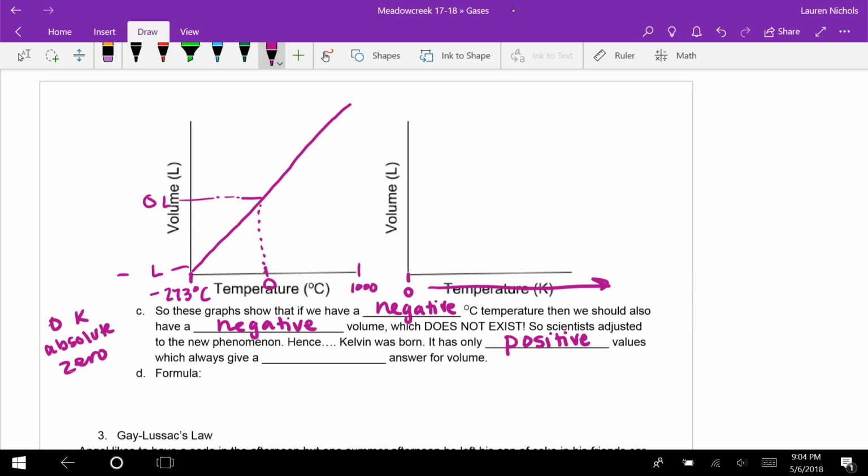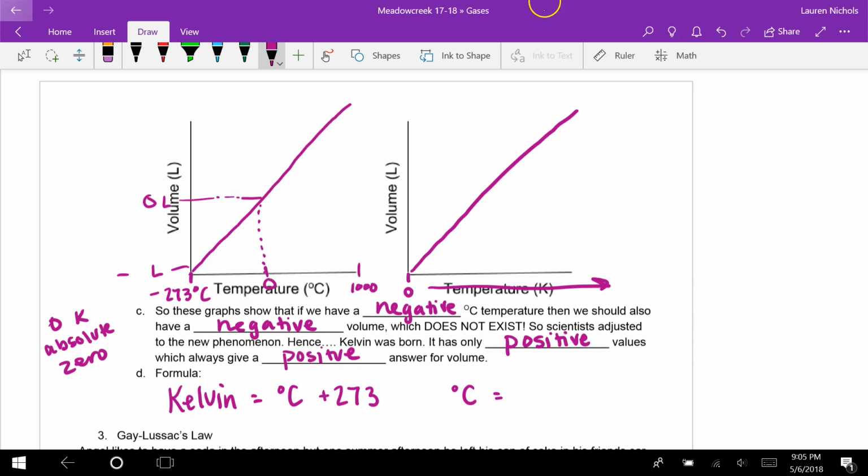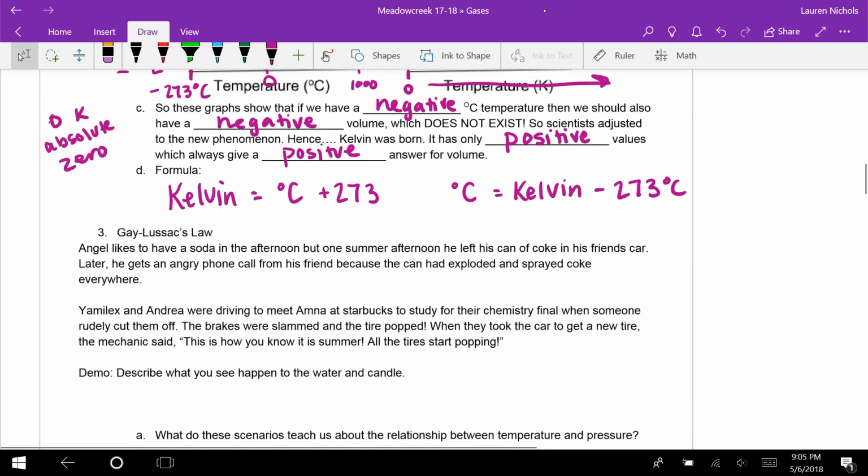But the important thing is that with Kelvin being our temperature scale here, a positive value will always give us a positive answer for volume. And so the way we convert between Celsius and Kelvin is your Kelvin value is going to be equal to your degrees Celsius, so whatever you have, plus 273. And the opposite is true: if you want to know the temperature in degrees Celsius but you have Kelvin, you just take your Kelvin and subtract 273. That's how you convert. And anytime you're using gases, you have to use the Kelvin unit. Otherwise, your answers are going to be all kinds of crazy. So let's go ahead and look at the third law.